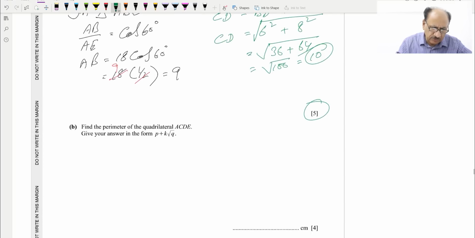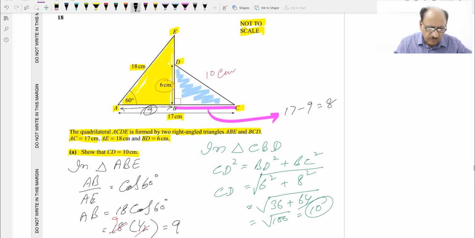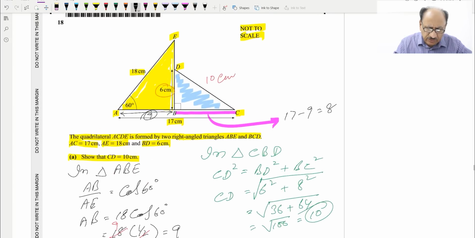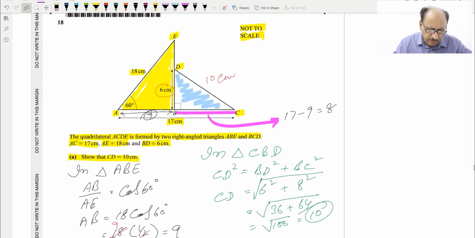Hopefully you understood this. Then they are saying part b, find the perimeter of the quadrilateral ACDE. Give your answer in this format. So for the perimeter, we need to add all the sides, and all the sides mean we can write AC plus CD, plus next will be DE plus EA.